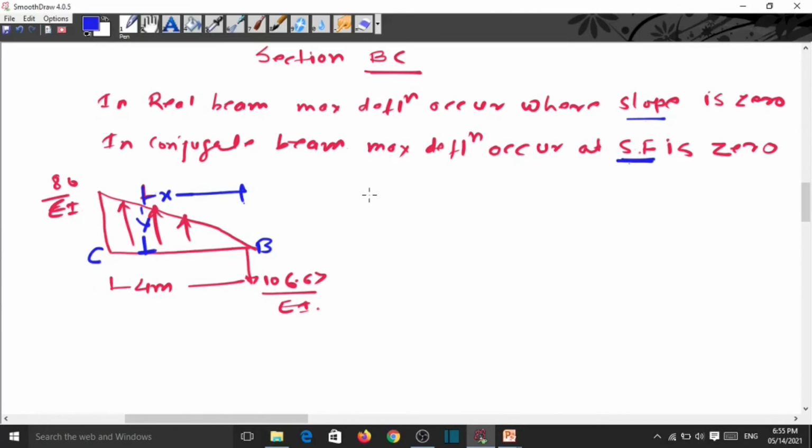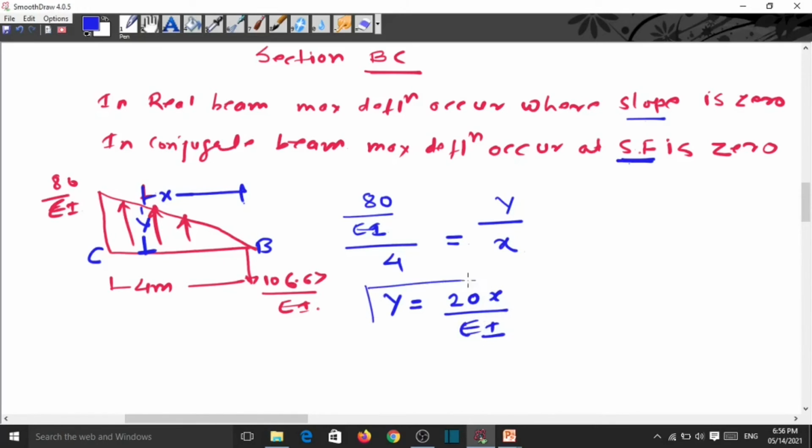So we can say that 80 by EI divided by 4 is equal to y divided by x. So this y is equal to 20x. So we got here the height y at this x. Now we have to make the shear force at this x equal to 0.